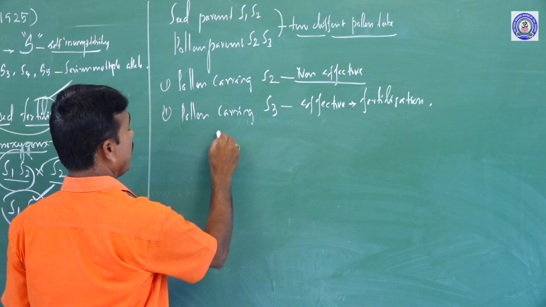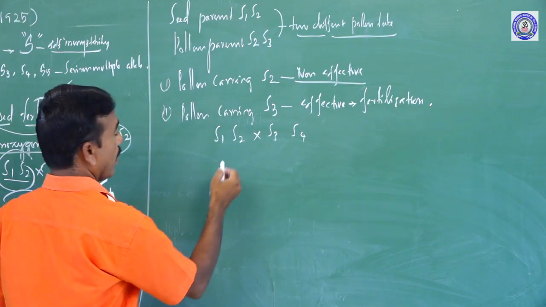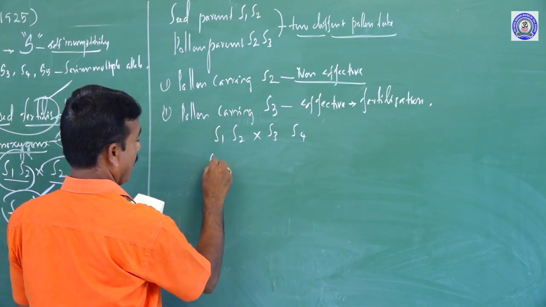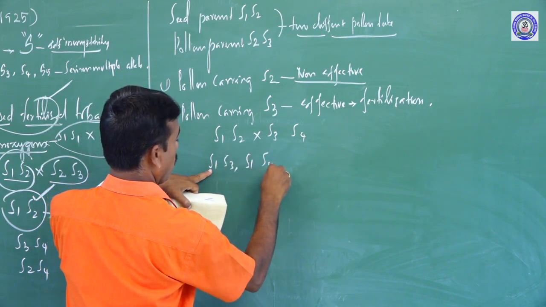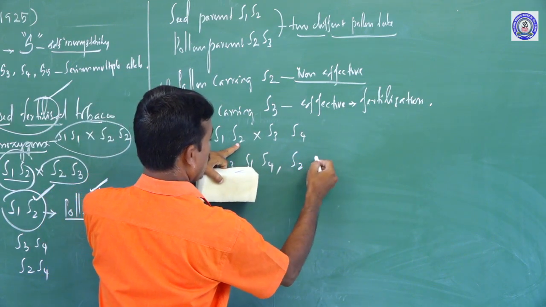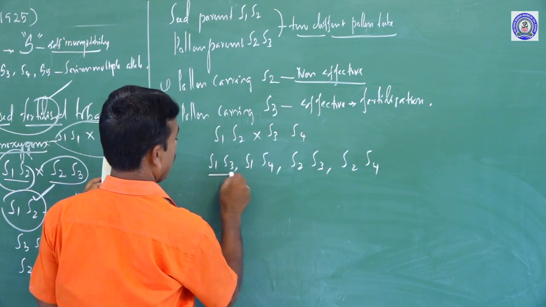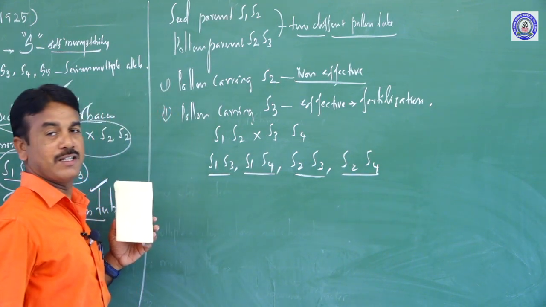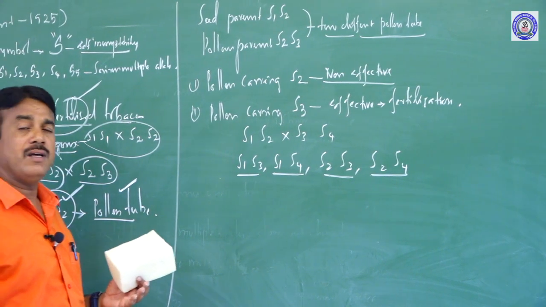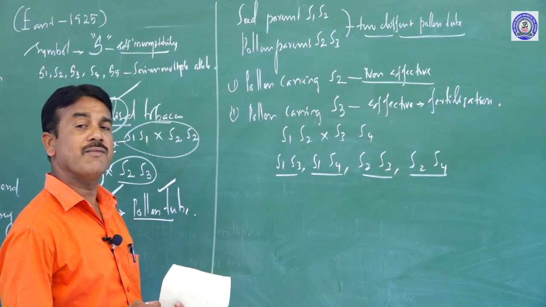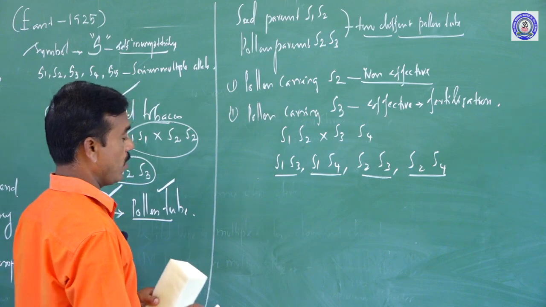So when crossing is made between S1, S2 and S3, S4, what genomes are obtained in the first one? S1, S3; S1, S4; S2, S3; S2, S4. There are four different kinds of combinations that may be obtained. Now I am going to show the progeny of self-incompatibility given as a checkerboard.